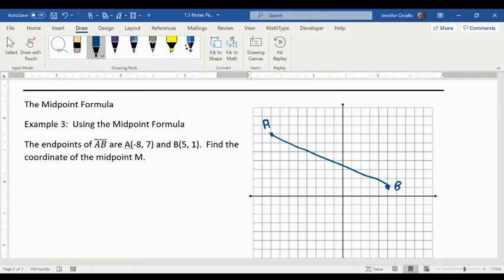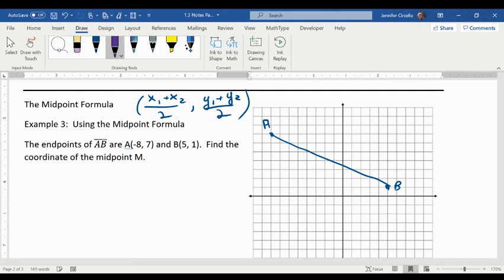So the formula, once again, I'll write it up here, is x1 plus x2 over 2 and y1 plus y2 over 2. Also, something to notice that this symbol in the middle right here, that is a comma. Just like how when you name points, you have to use a comma between the two numbers. It's not a plus sign. It's another mistake people make using this formula.